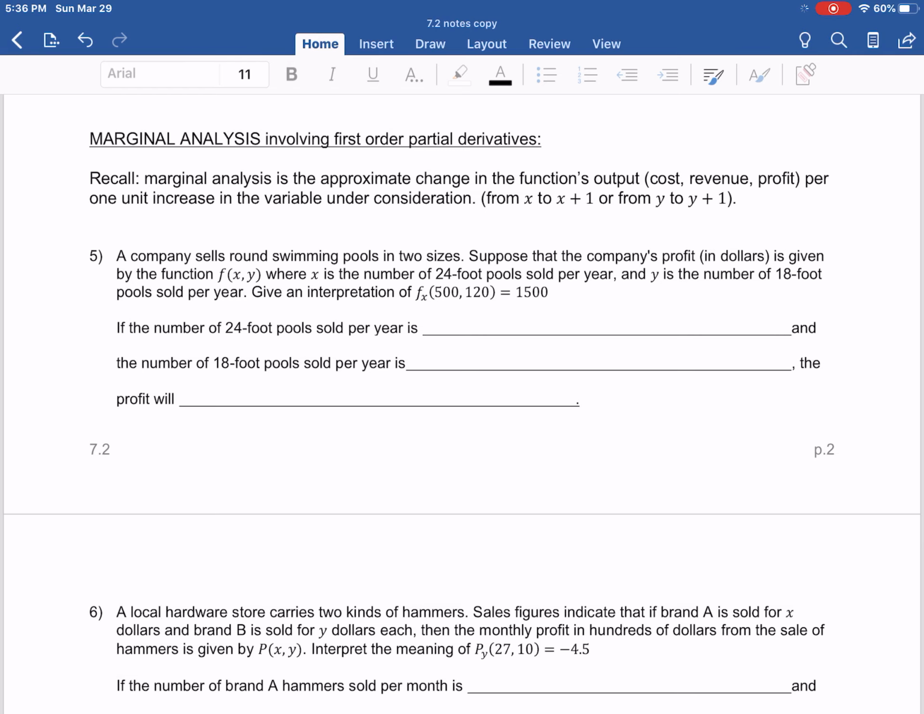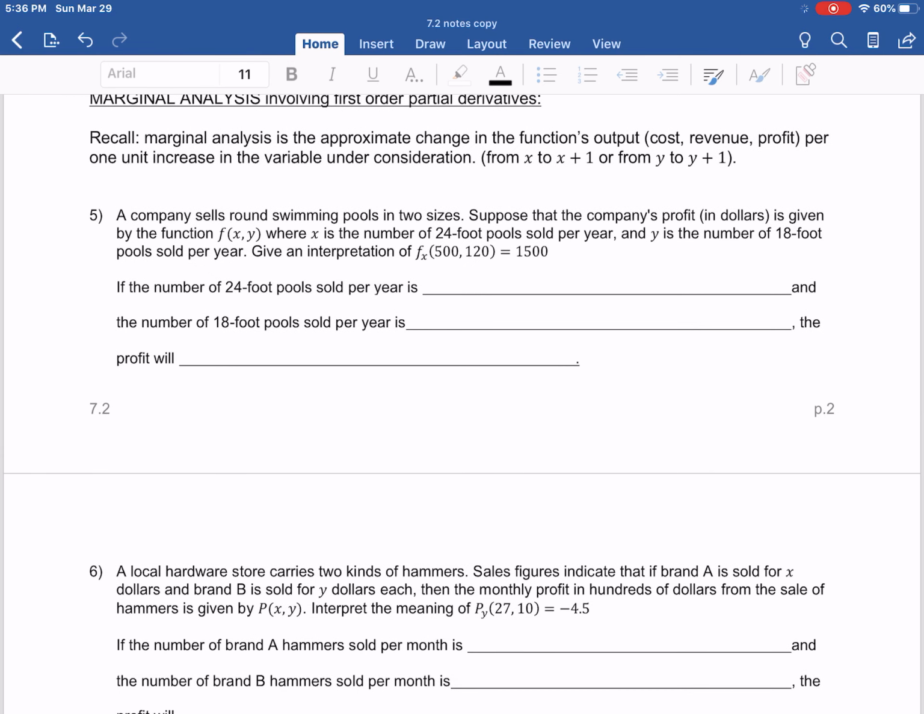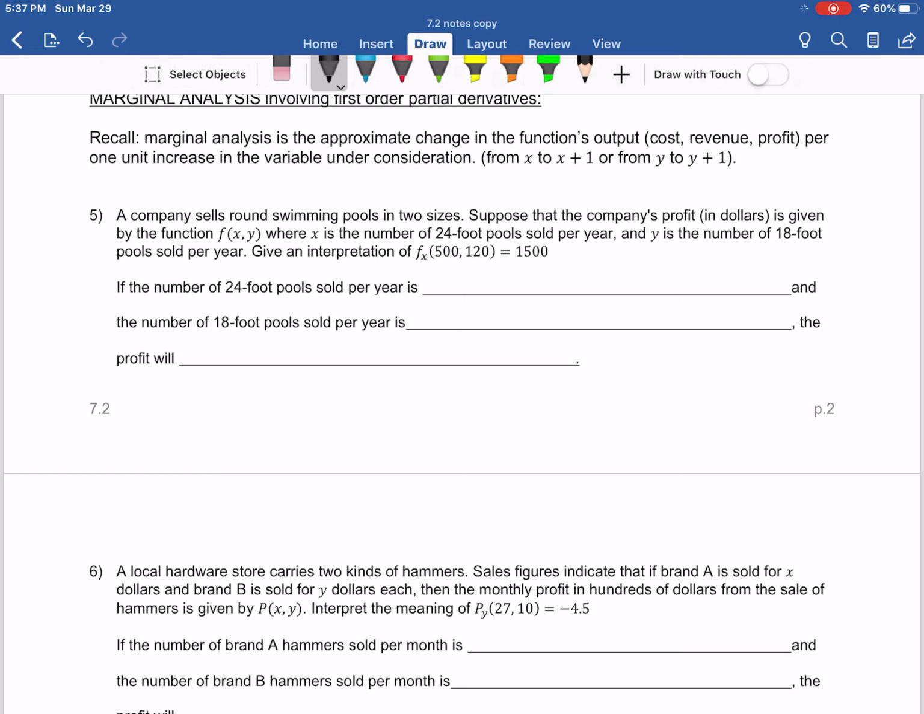So for question number 5, you are told that a company is selling swimming pools in 2 sizes. The company's profit is given by a particular f of x y function. We don't know that function, but we know x is how many of the 24-foot pools were sold, and y is how many of the 18-foot pools were sold. And we're going to figure out what the interpretation would be for f sub x of 500, 120 equaling 1500 tells us.